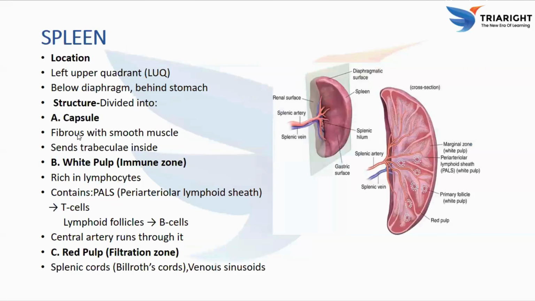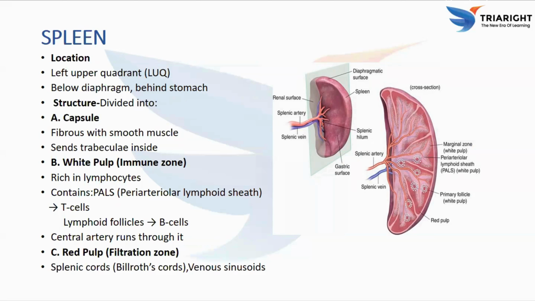So next organ is the spleen. So what is the spleen? Where is it located? The spleen lies in the left upper quadrant of the abdomen. It lies below the diaphragm and behind the stomach. So the stomach covers it partially. This is why spleen injuries often occur with abdominal trauma. So the spleen is very soft and vascular.